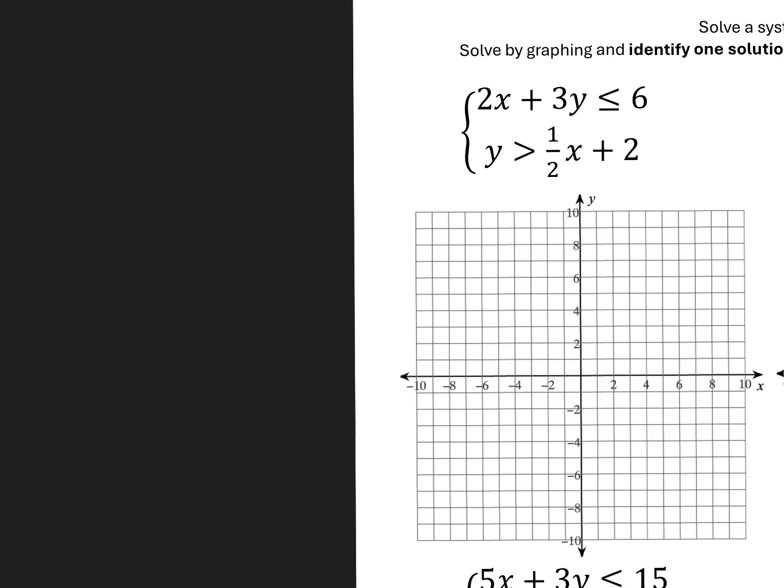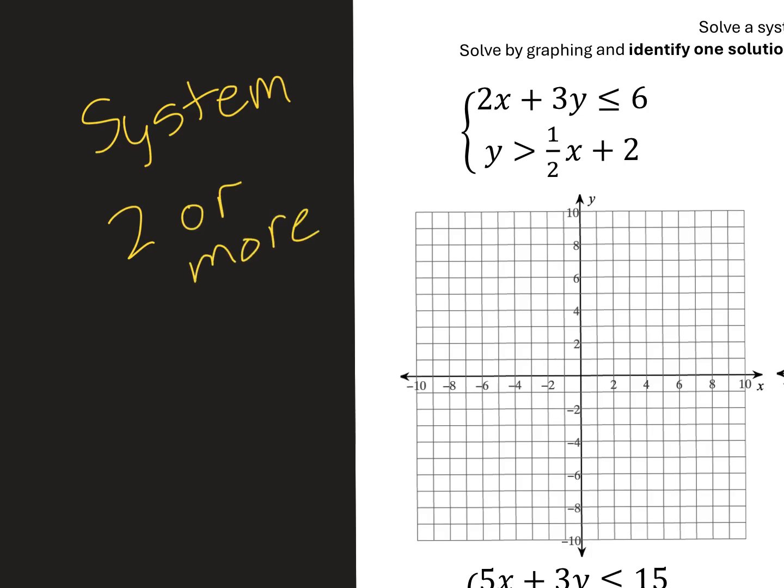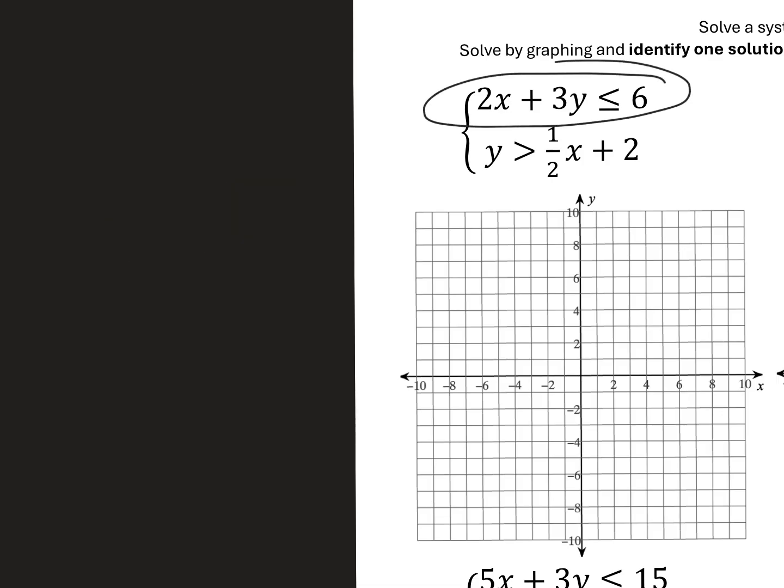Hi mathematicians, in this video I am going to show you how to graph not one but a system of inequalities. Remember that a system means that you have two or more inequalities. So we are going to graph two inequalities at once, and I'm going to start with the top one.